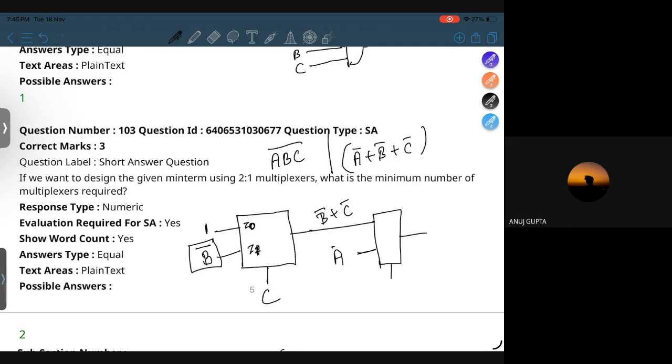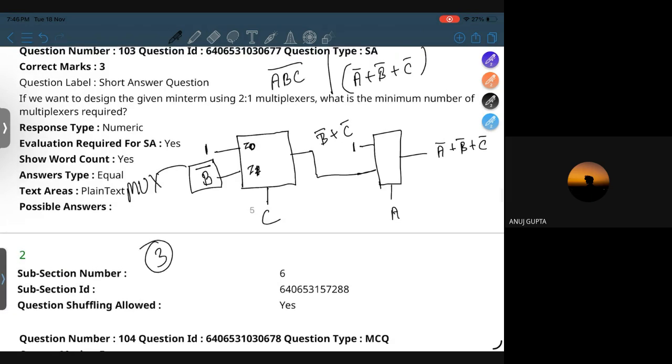If we write A here or A complement, then this will be A complement, B complement. So you can pass A, and in I0 you pass 1, and in I1 you pass the output of the first multiplexer. So this will become A naught plus B naught plus C naught. Okay, so we also need one more mux for this. Three is the correct answer.